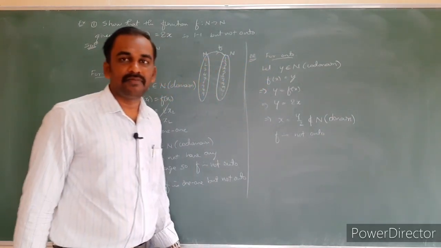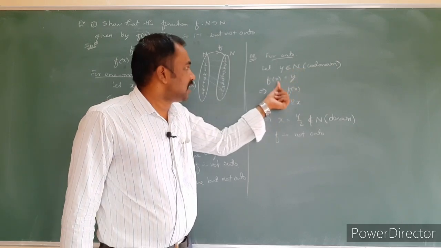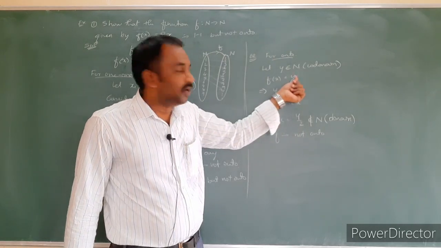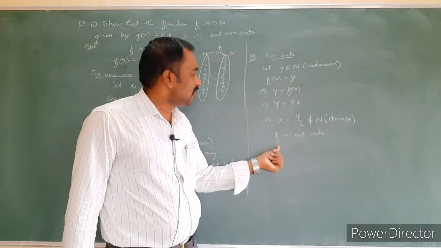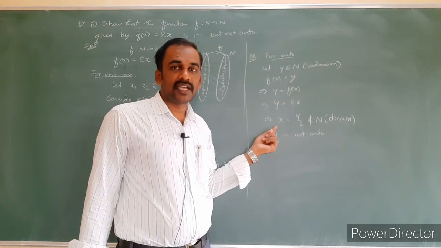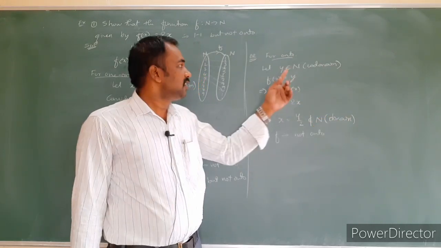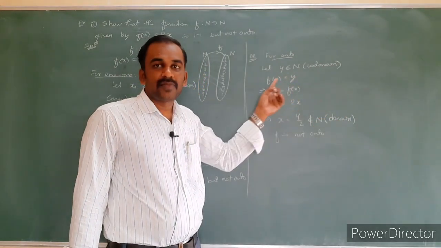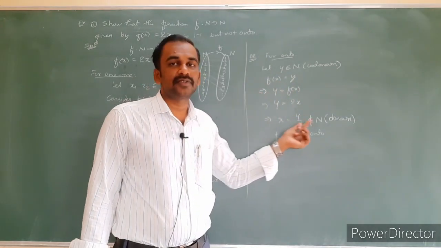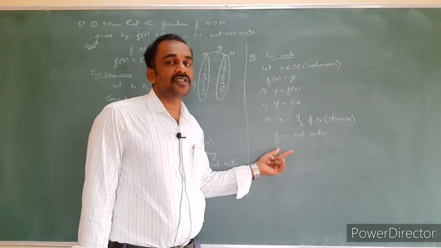What exactly is the meaning of this? It means y is there in the codomain set and we have assumed that the image of x under the function f is y. But this x is not present in the domain set. x does not belong to N, while y belongs to N, the codomain, because we assumed the image of x under the function f is y. But x is not in the domain set. There is no x present in the domain set. Therefore it is not onto.